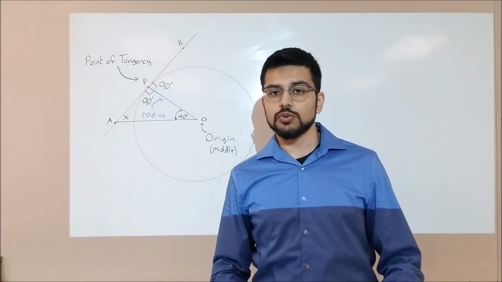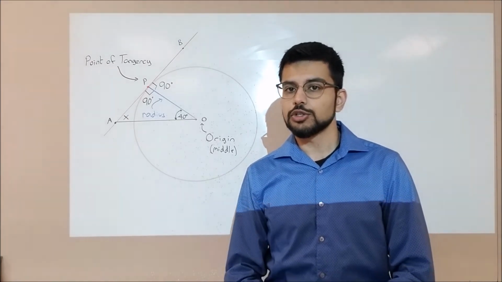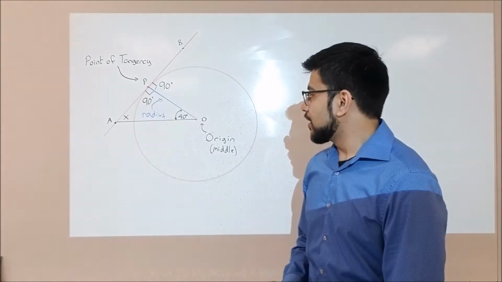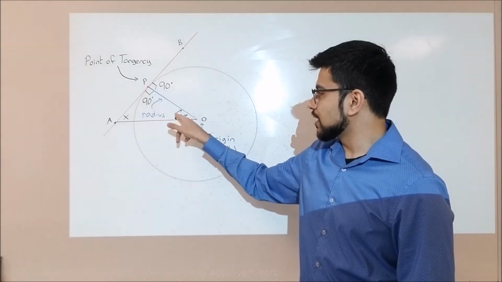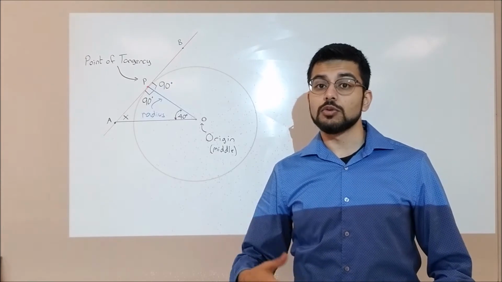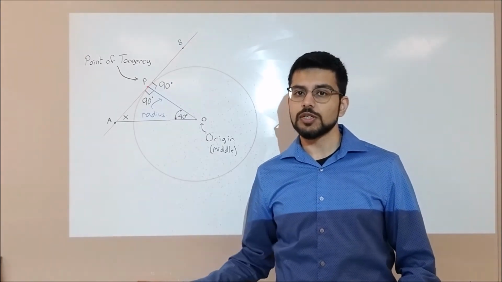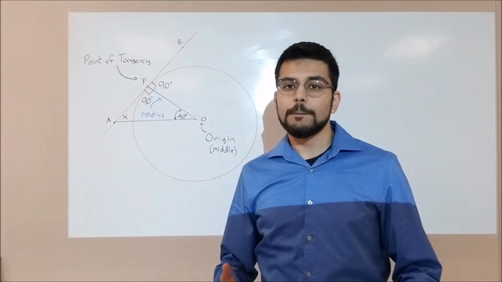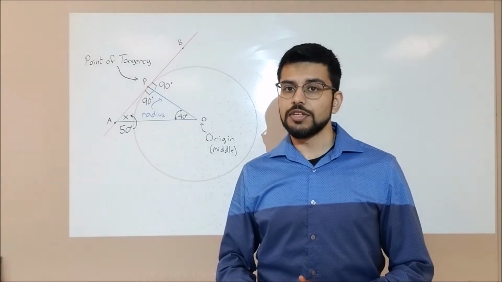You can also use your rule for triangles, where all angles in a triangle always add up to 180. And if that's true, you can take 90 plus 40, which gives you 130, and the remainder is 50. 50 plus 130 gives you 180. So you can figure out that X must be 50 degrees.